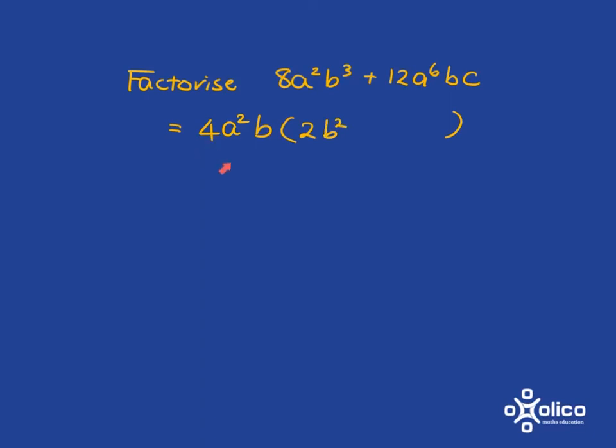We then look at 4 times positive 3 will get us to plus 12. And then a squared multiplied by a to the 4 will get us to a to the 6. B multiplied by, it's just a 1 you need to multiply it by to get to b. And we don't need to write down the 1. We can if we want to, but 3a to the 4 multiplied by 1 is still just 3a to the 4. And then we need to put in the c.